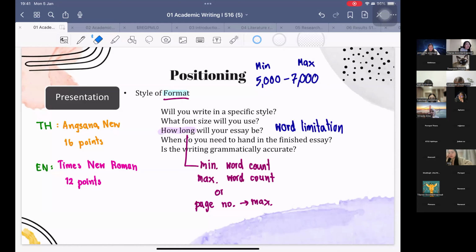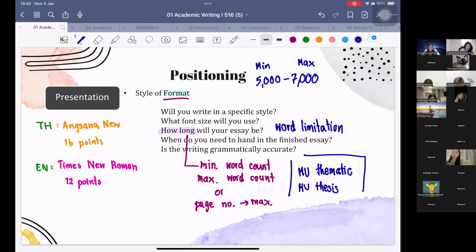For a thesis, for an MU thesis, currently, I believe MU thesis or thematic, so far I think we do not have any limitation. No limitations, you can write as much as you want.